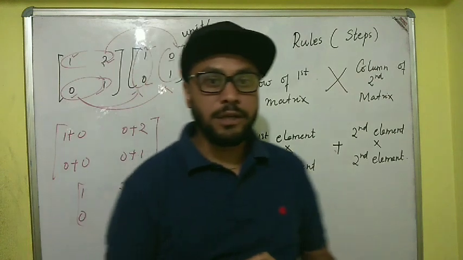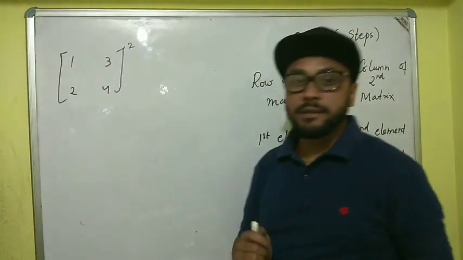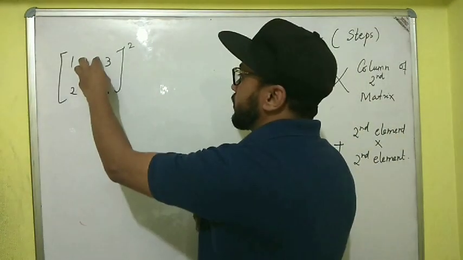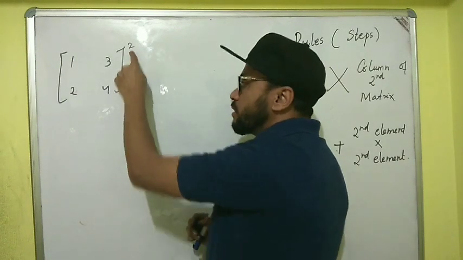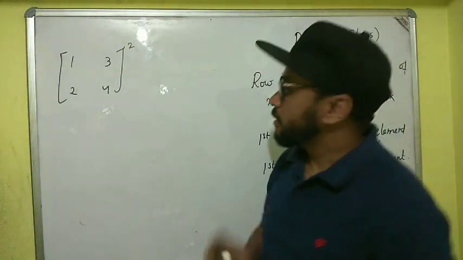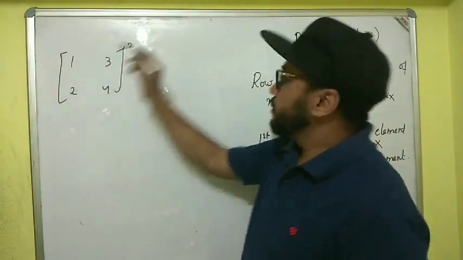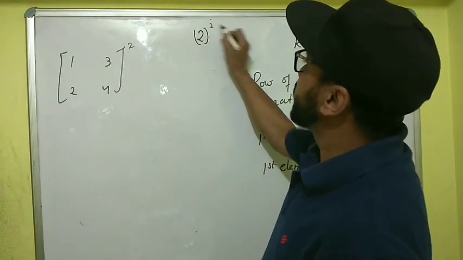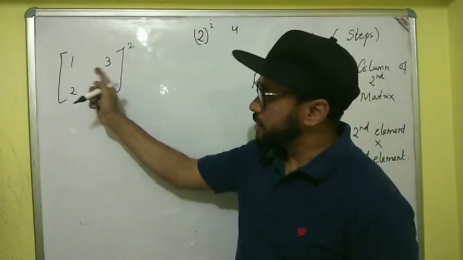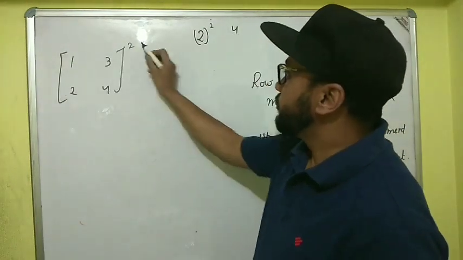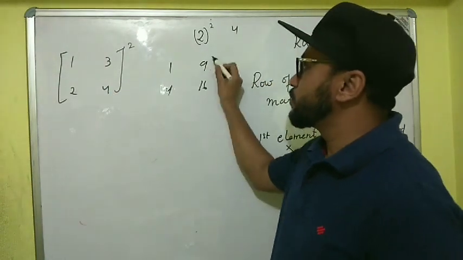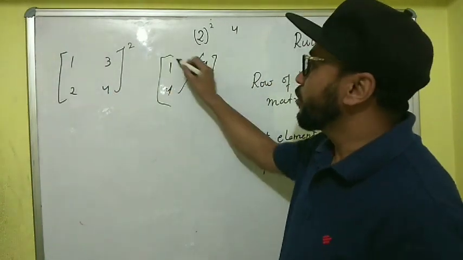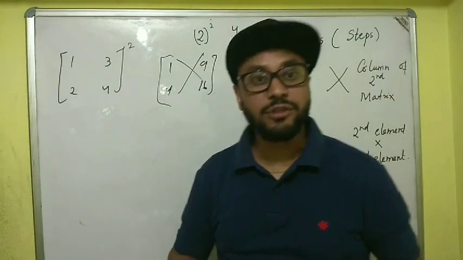Alright. Now let's take one more example. Now look at this matrix. I wrote a matrix and this is the power. So what do we do here? If we have 2 square, what do we write? 4. Alright. Now let's see. 1 into 1 is 1, 3 3s are 9, 2 square is 4 and 4 4s are 6. So is this what you are thinking? No, it is incorrect. This is wrong.